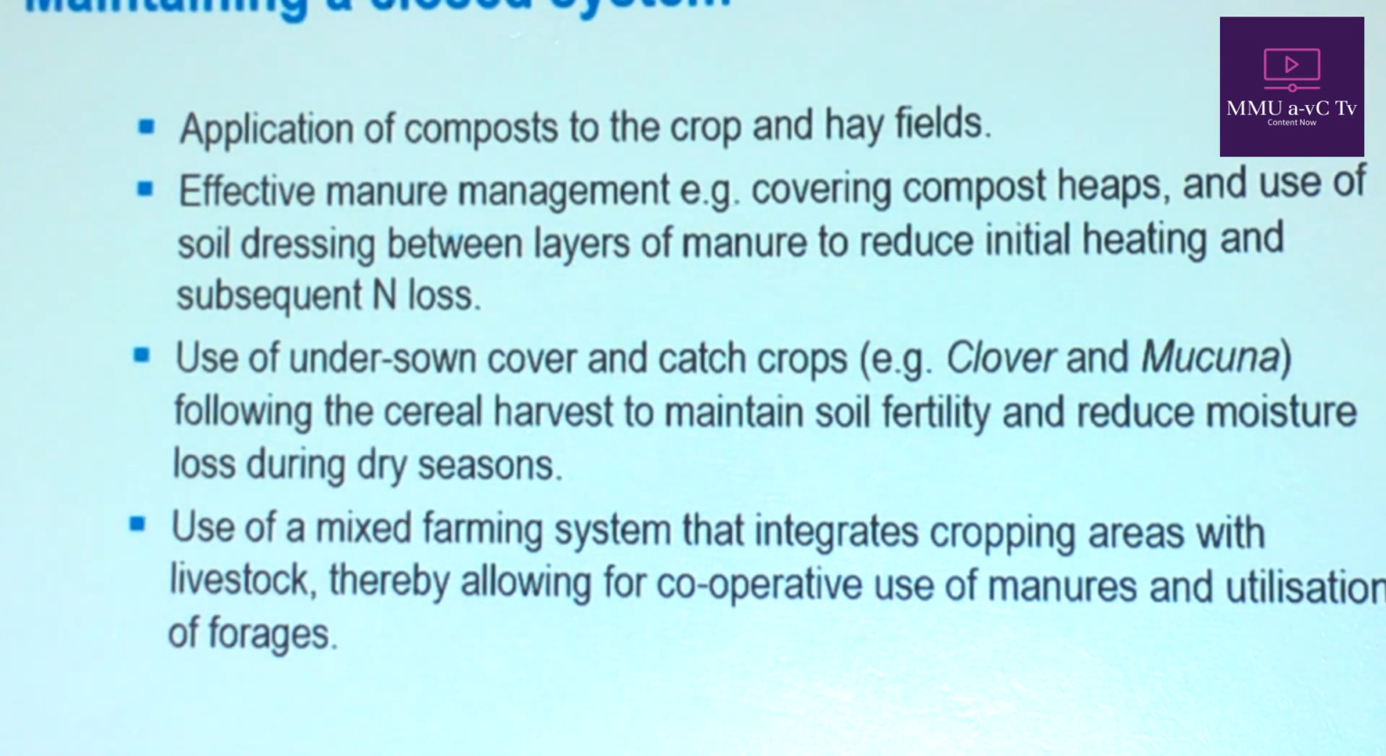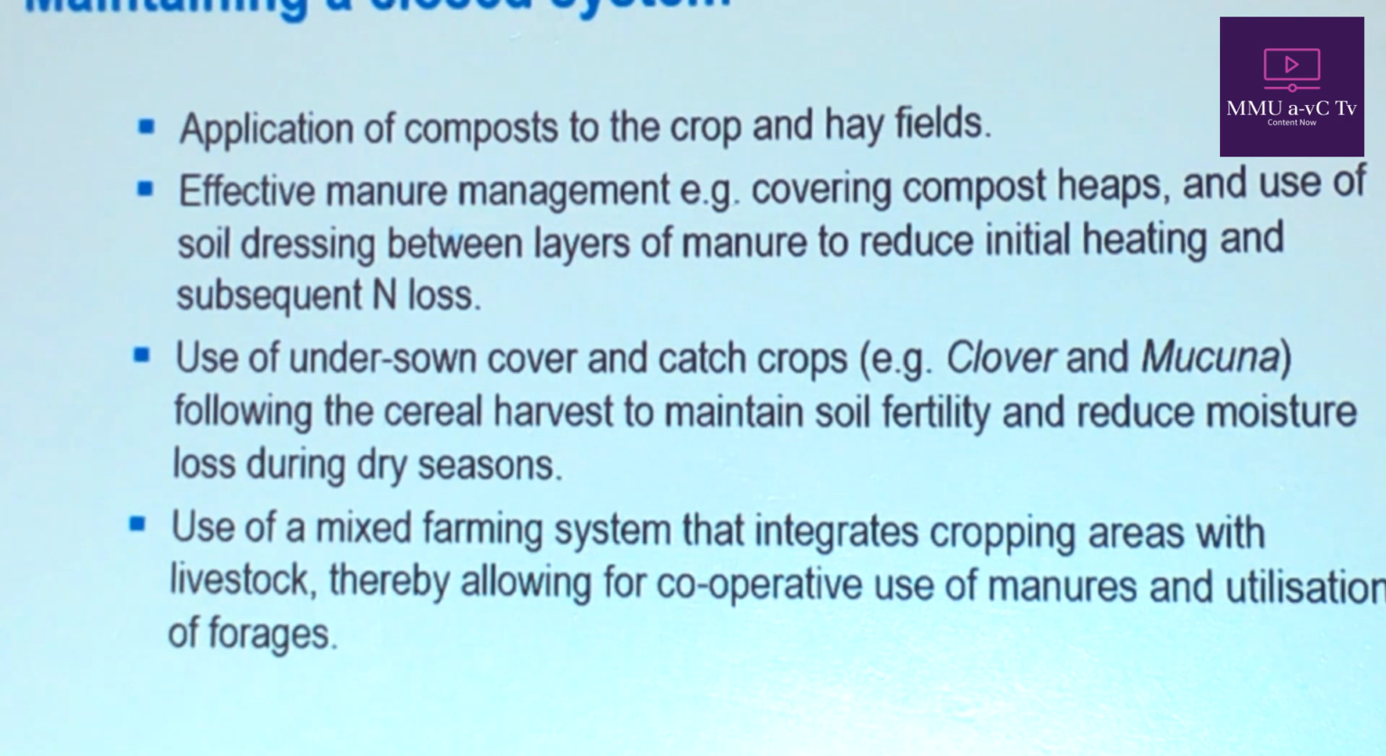Effective manure management through covering compost heaps to avoid loss of nutrients through volatilization, for example, and use of soil dressing between layers of manure to reduce initial heating and subsequent nitrogen loss will also help in ensuring that a system on the farm is closed and is not losing nutrients. Use of undersown cover and catch crops, for example, mucuna pruriens. These will reduce the loss of nutrients that would happen through erosion.